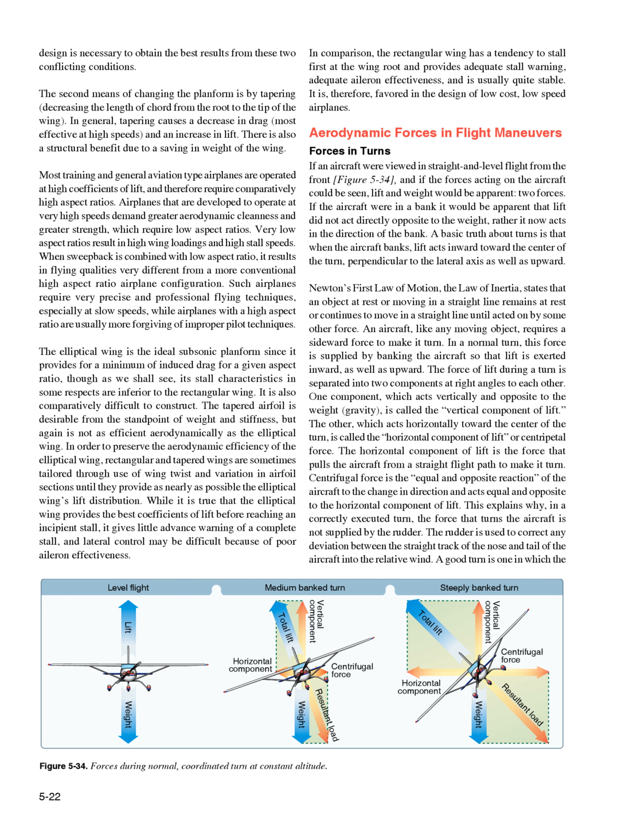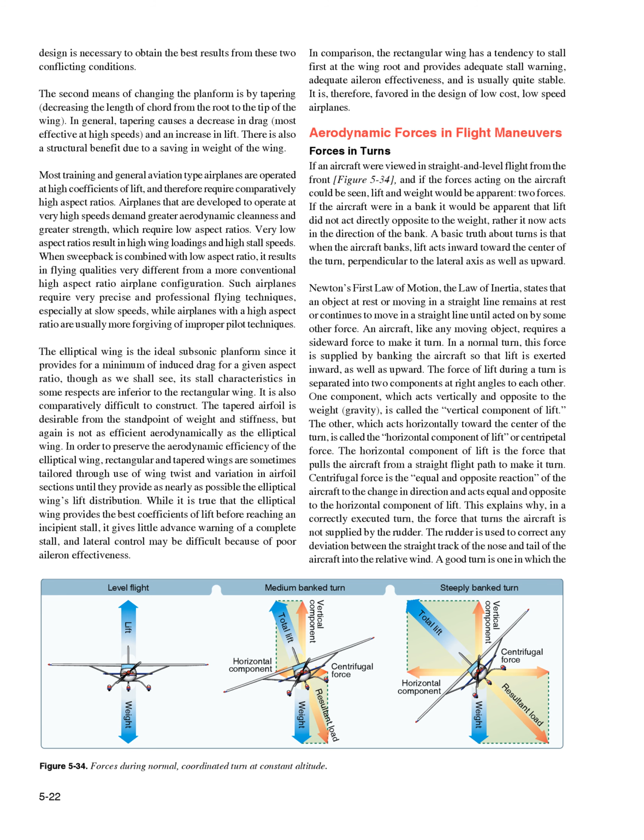Newton's first law of motion, the law of inertia, states that an object at rest or moving in a straight line remains at rest or continues to move in a straight line until acted on by some other force. An aircraft, like any moving object, requires a sideward force to make it turn. In a normal turn, this force is supplied by banking the aircraft so that lift is exerted inward, as well as upward. The force of lift during a turn is separated into two components at right angles to each other.